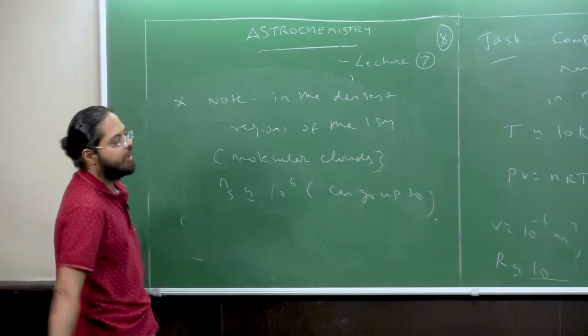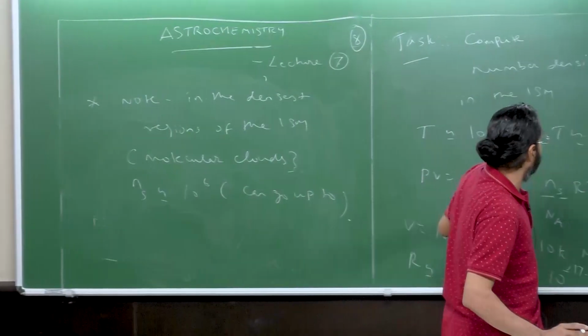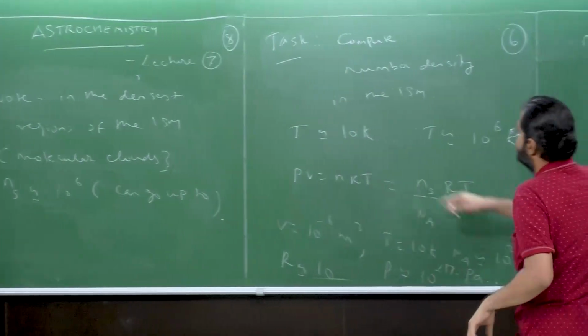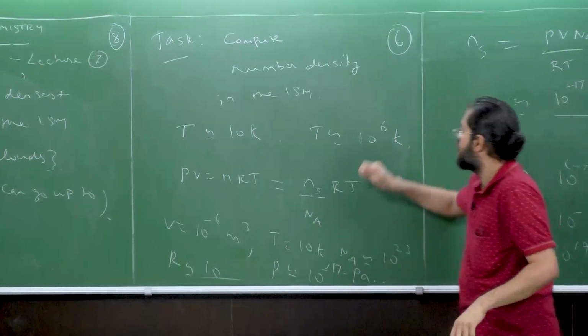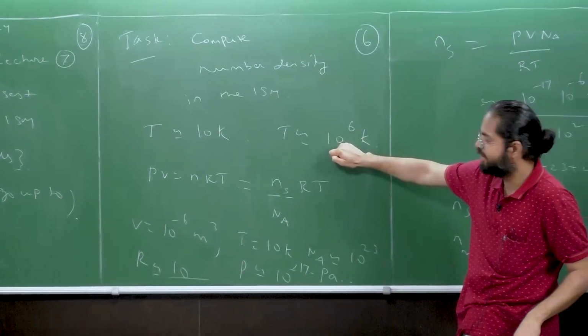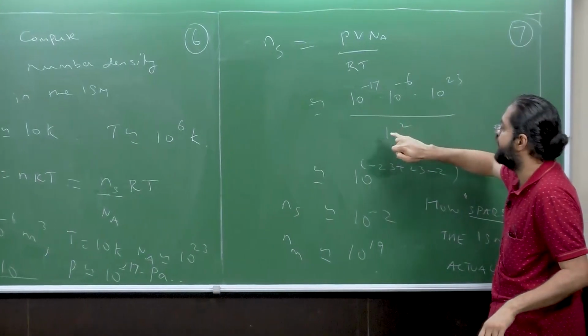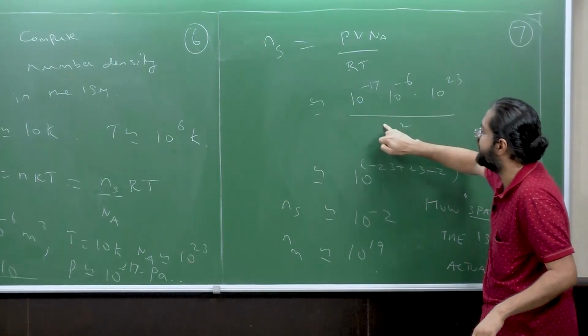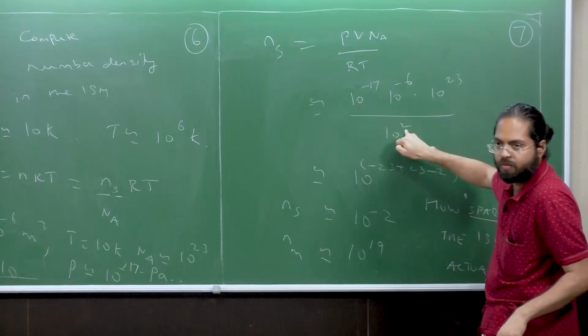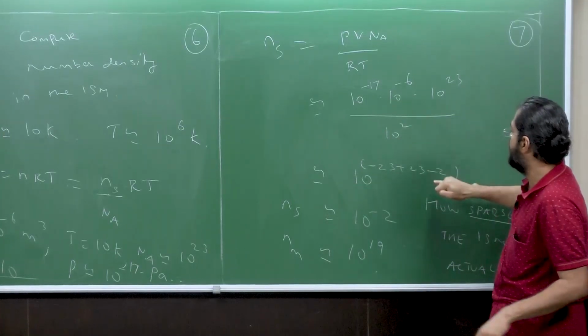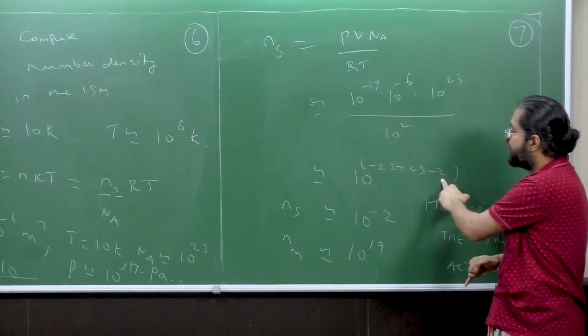Right? Now, I keep this part intact, okay? Now, this was for 10 Kelvin. What about 10 to the power 6 Kelvin? Well, the denominator here is going to be, instead of 10 squared here, 10 times 10 to the power 6, which is 10 to the power 7 overall, right? And so, it's going to be minus 23 plus 23 and 10 to the power minus 7.